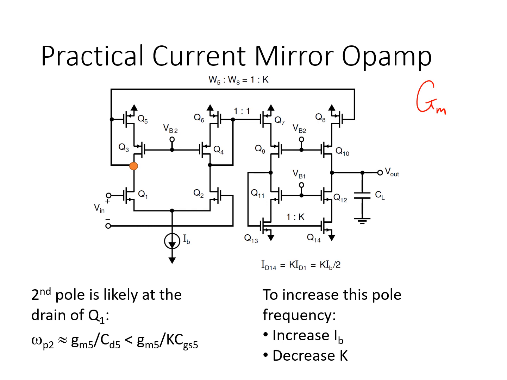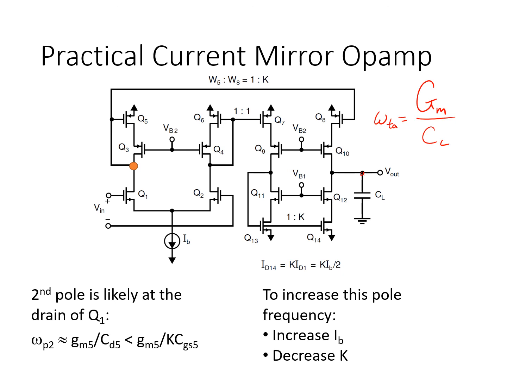But in either case, maximizing capital GM is what's going to give you the highest unity gain frequency. And since you're totally dominated by the output pole, you don't really have to worry about compensation or phase margin, because you're going to have a phase margin close to 90 degrees in any case because of that hugely dominant output pole.